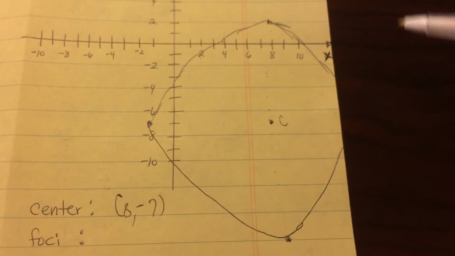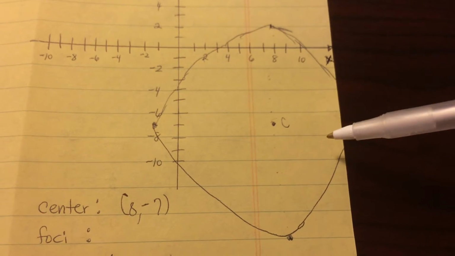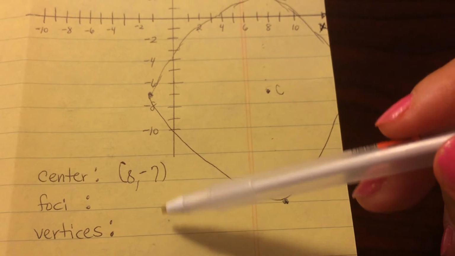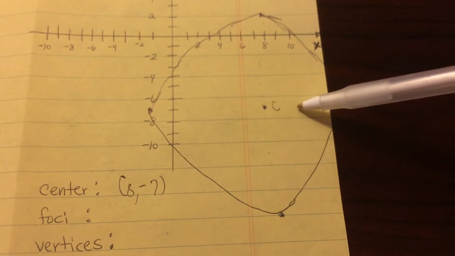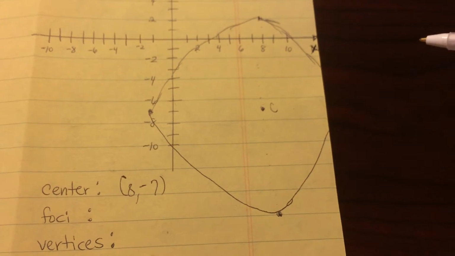Okay? Now, when you have a circle, as we mentioned, we will not have foci nor vertices, because the length is going to be exactly the same on both sides right there. Okay? So you don't have to worry about that. All right. Now, let's go ahead and do the next one.